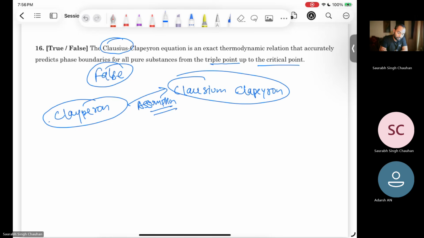So one of the most important assumptions was that the specific volume of gas is very, very high as compared to the specific volume of liquid. But near the critical point, this is not valid.